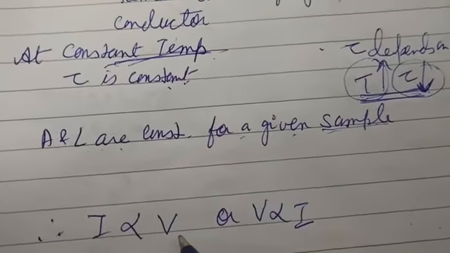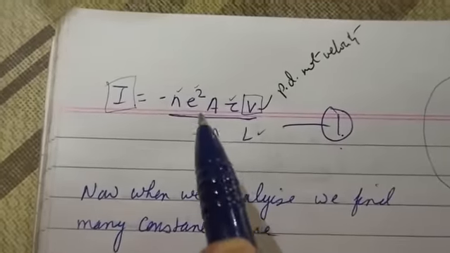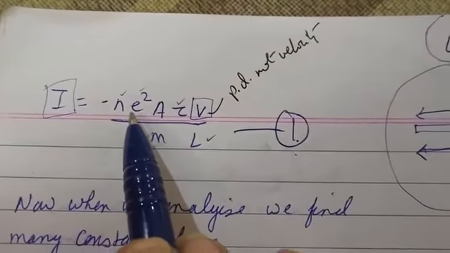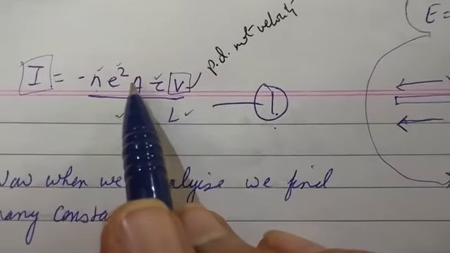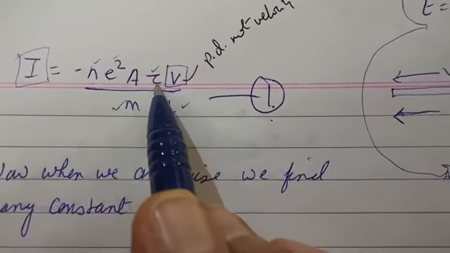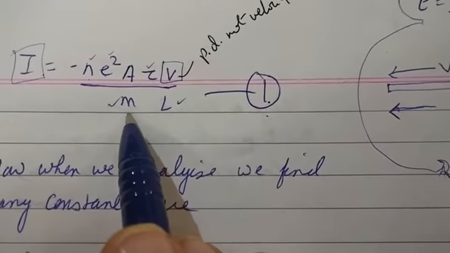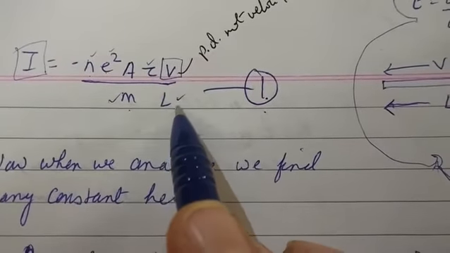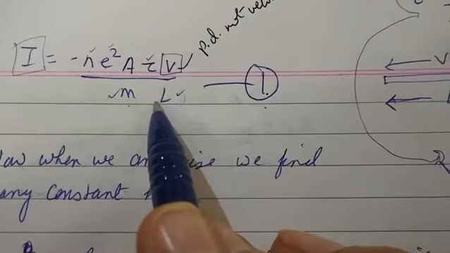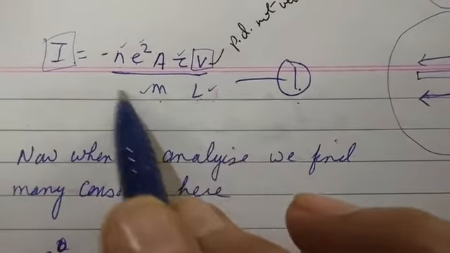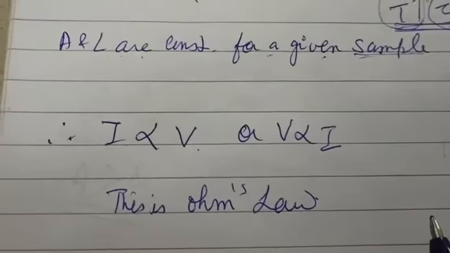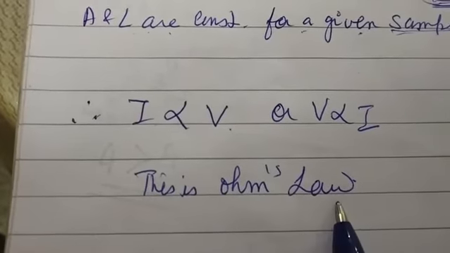So I is proportional to V. Now look here. N is constant for a particular conductor, e is constant, A is constant, tau is constant at constant temperature, m is constant, and L is also constant for a particular conductor. All these things are constant. So I is proportional to V, or V is proportional to I. This is the proof of Ohm's law.